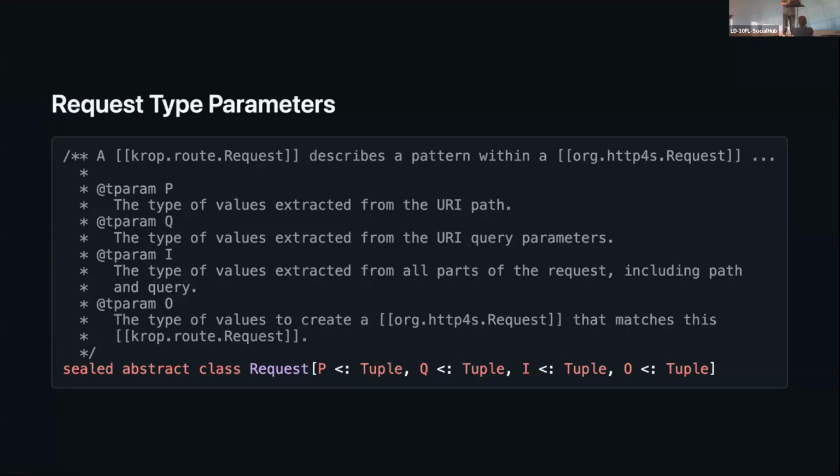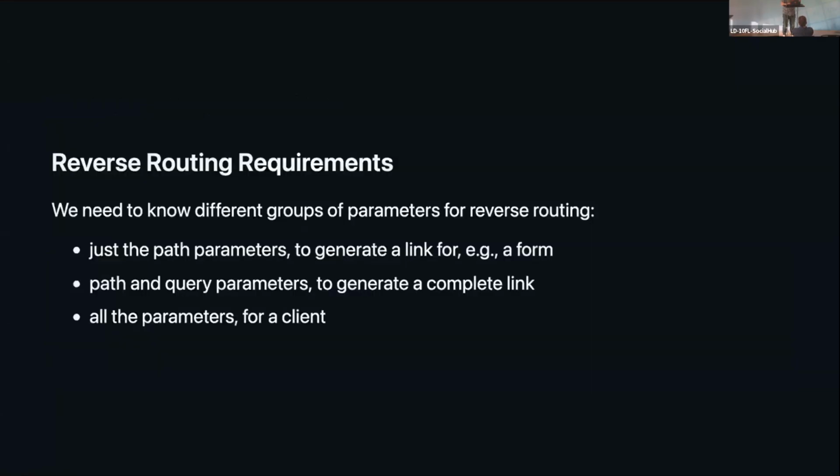It's not something that the user needs to see most of the time. Type inference handles this, but let's say, why do we have this? Well, this is a requirement we get from the reverse routing. So when we do reverse routing, sometimes you want to create just the path. Like we have a form that has some query parameters as well. We need just the path as the action of the form to submit to, and the query parameters will come from the input elements in the form. So that's one type of reverse routing we have.